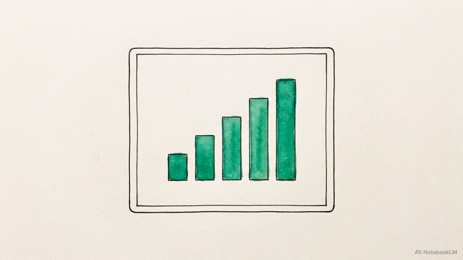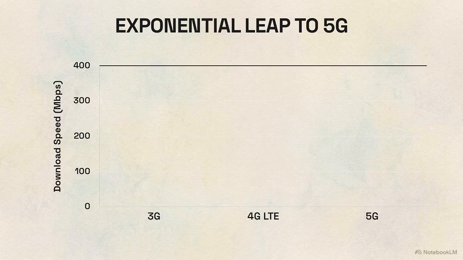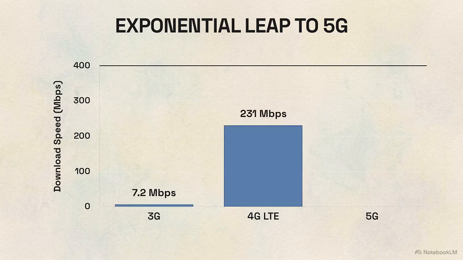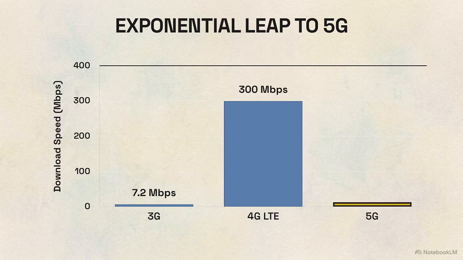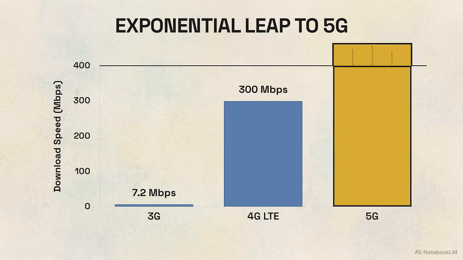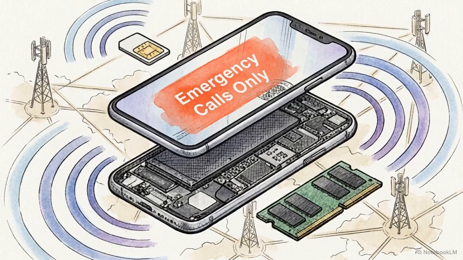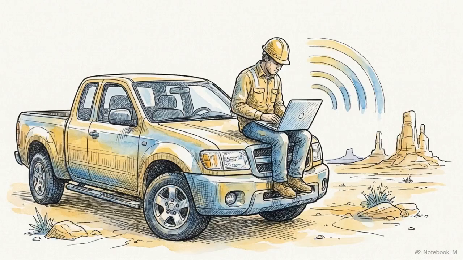Once authenticated, the connection speed depends on the carrier technology. Legacy 3G networks topped out around 7.2 megabits per second. 4G LTE pushed that to 300 megabits, while modern 5G architecture allows for download speeds up to 10 gigabits per second. Without valid subscriber credentials, the physical hardware cannot interact with the global telecommunications infrastructure. Consider a common field scenario.